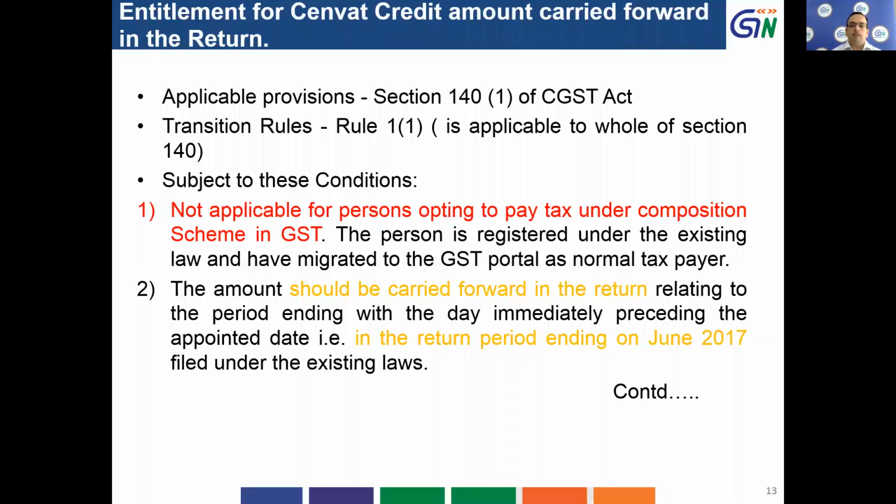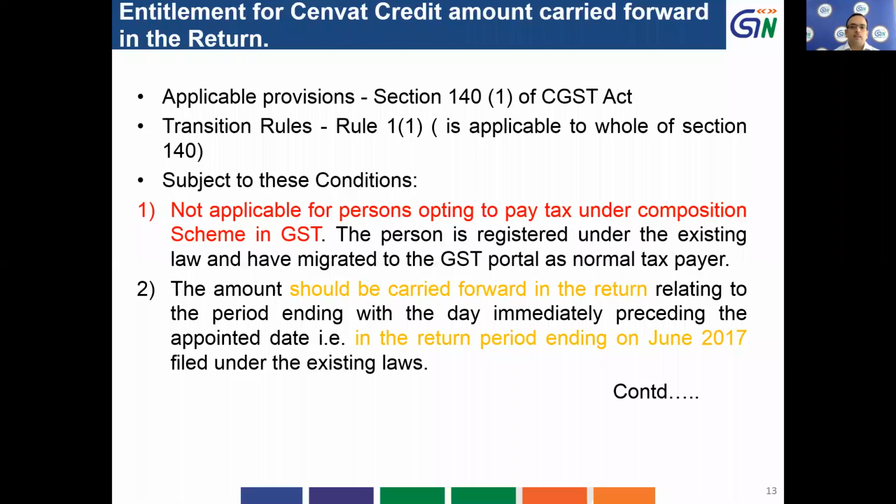The amount should be carried forward in the return relating to the period ending with the day immediately preceding the appointed date, which means that on the 30th June, whatever return he is supposed to file under various laws, he must file that 30th June 2017 return, and that return will be carried forward to the new GST regime. So what we are talking about is that the credit has already been taken and shown in the return, then the taxpayer will be eligible for that credit in the GST regime.